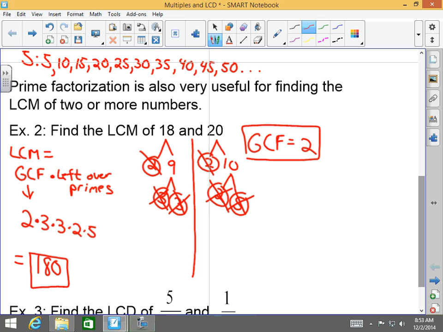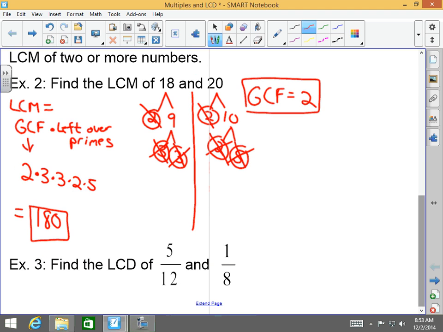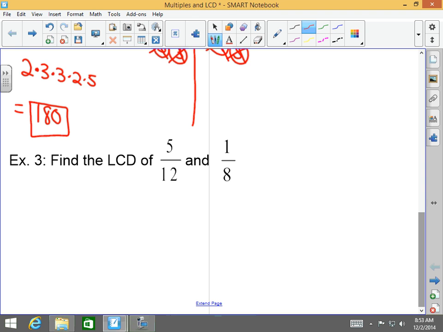Again, if you know your times tables, you could have easily answered that very quickly. If you don't know your times tables, no big deal. You can use prime factorization to find your LCM or LCD. Now, how does this work as far as finding an LCD? When we're finding an LCD, we're focusing on the denominators. Okay? I don't want to do prime factorization. I want you guys to know this quicker than that.